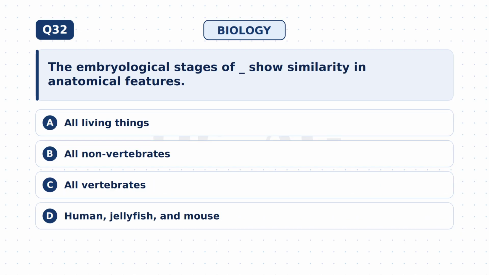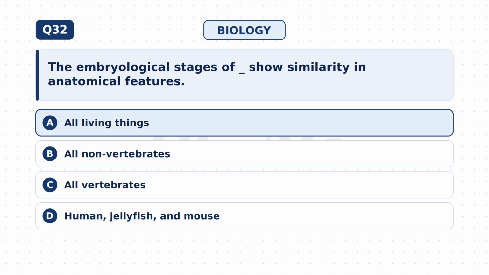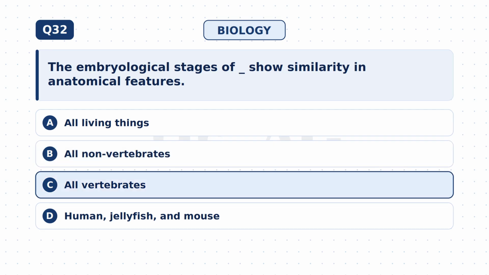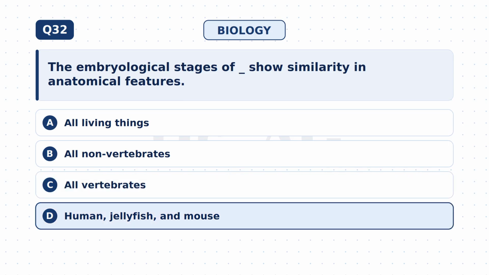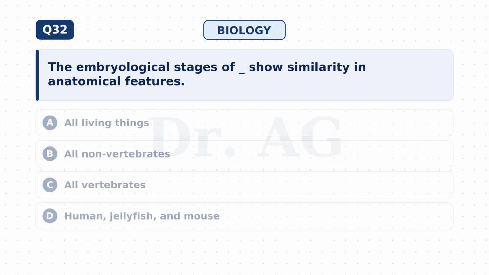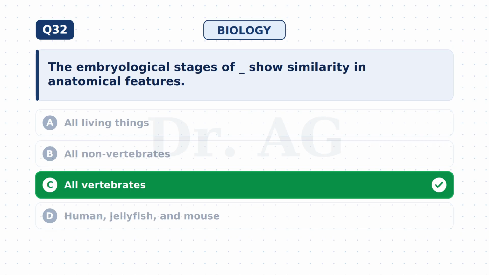Question 32. The embryological stages of blank show similarity in anatomical features. Option A, all living things. Option B, all non-vertebrates. Option C, all vertebrates. Option D, human, jellyfish, and mouse. The correct answer is C, all vertebrates.